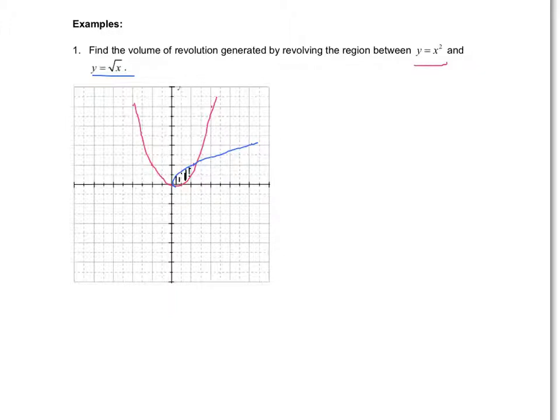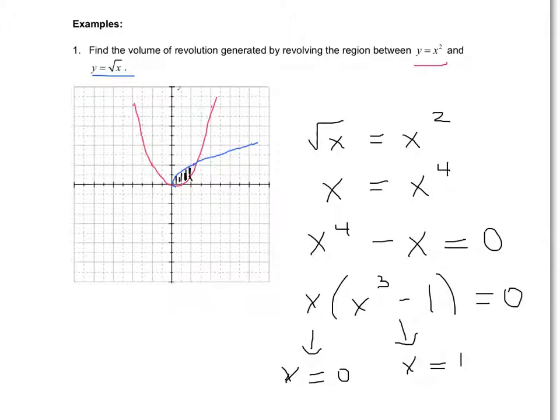Now, remember that if my diagram is horribly drawn and I can't see from it that it intersects at (0, 0) and (1, 1), then I can set the two functions equal to one another and solve for x. So when I do this and I set the two together, I square both sides and I get x is equal to x to the 4. I bring everything over, set it equal to 0. I factor and I get x is equal to 0 and x is equal to 1. So again, if my graph isn't that great and I can't see visibly exactly where they intersect, then I can set them equal to one another and solve.